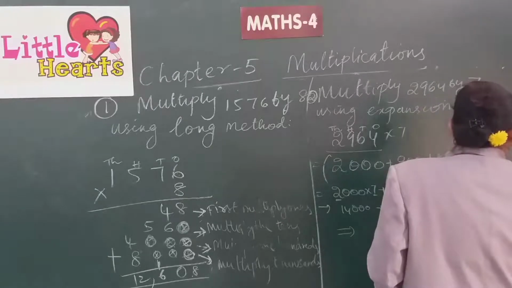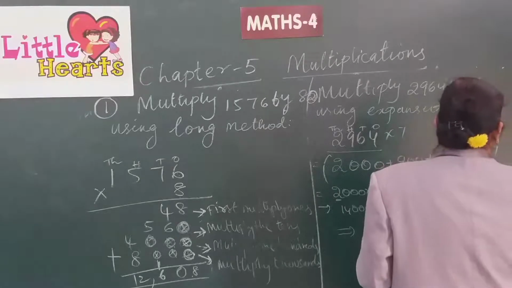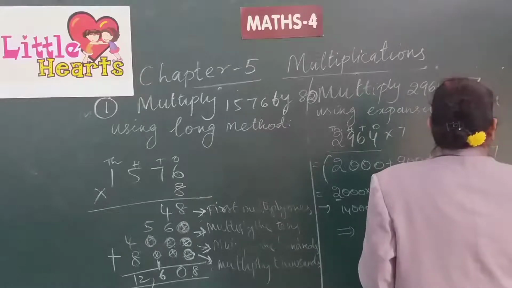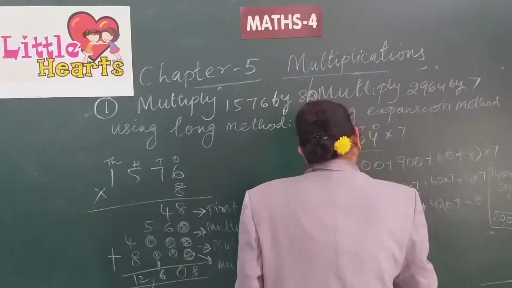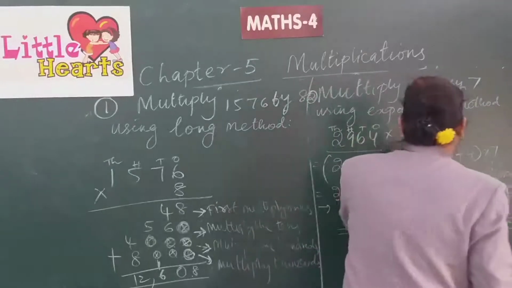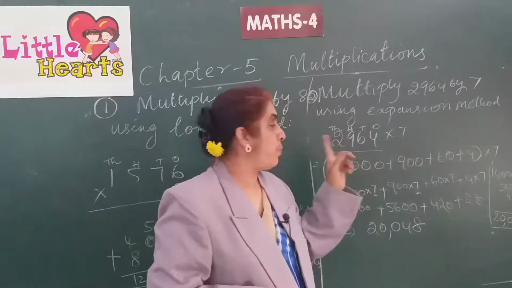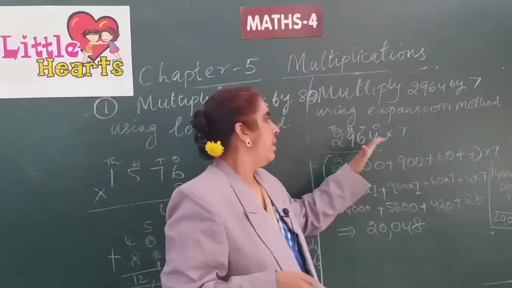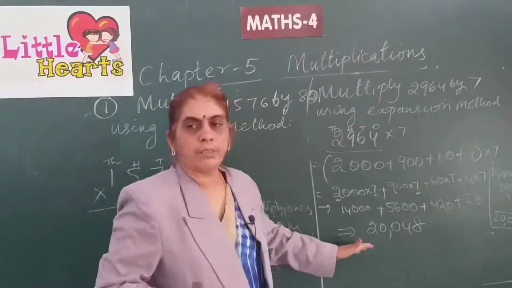420 plus 28. 8, 2 plus 2, 4, 6 plus 4, 10, 9, 5 plus 4, 9 plus 1, 10, 1 plus 1, 2. 20,048 is the product of this 2,964 into 7. We have found the product by using the expansion method. Expansion method is nothing but writing the multiplicand in expanded form, and each number should be multiplied by the multiplier. 20,048.